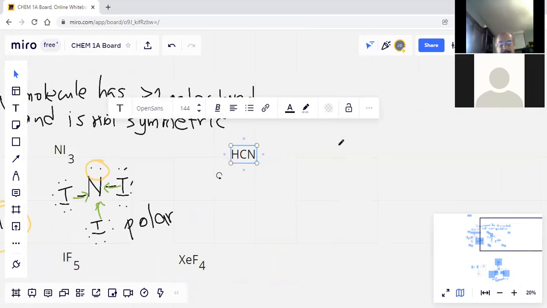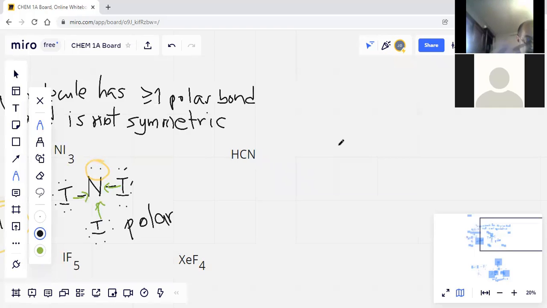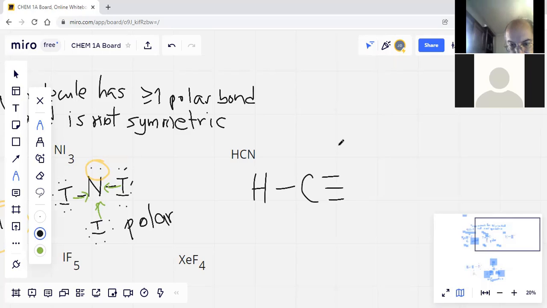Here's the next one, HCN. All right, so we're going to do that one first. Let's see, we're going to draw here. Again, I'm going to take a shortcut to the actual structure, and we're going to find out that this is the structure of HCN.